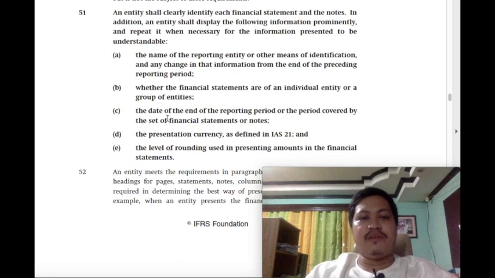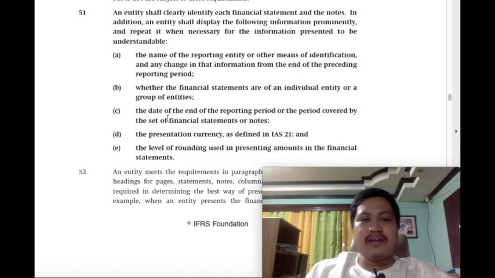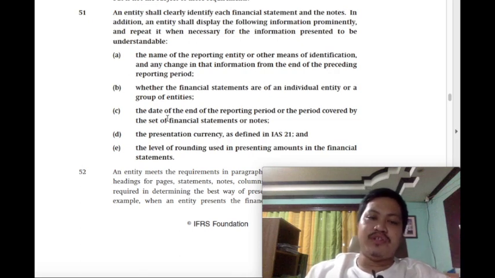If we try to go over the other portions of paragraph 51, class, paragraph 51 provides that in addition, an entity shall display the following information prominently and repeat it when necessary for the information presented to be understandable. And that's why the enumeration provided in paragraph 51, class, will keep on recurring on all the financial statements. Not just in the statement of financial position, it will also be presented or disclosed in your income statement, your statement of cash flows, and your statement of changes in equity.